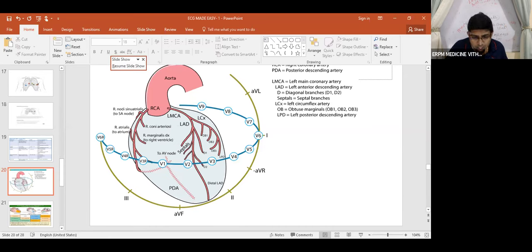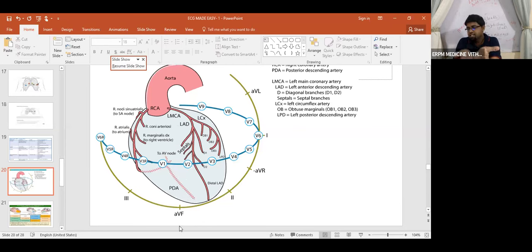Look at me. Lead 2. Look here, this is your lead 2. This is your lead 3. This is your AVF. So if you look at lead 2, lead 3, AVF, look here, guys.